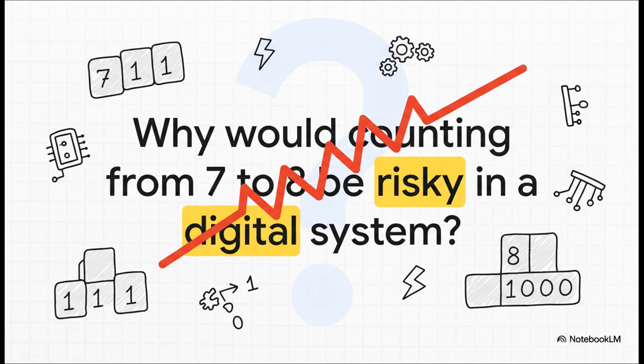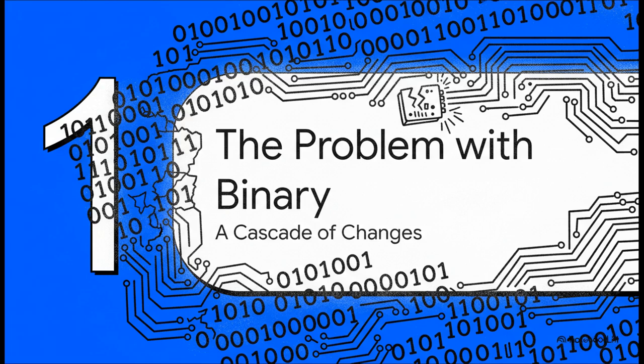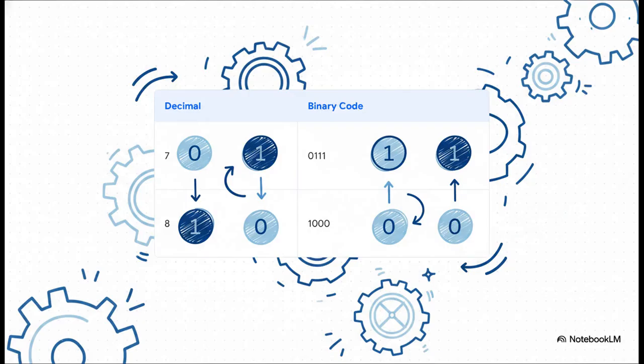So, to get our heads around that risk, we need to talk about the language computers speak, binary code. You know, it's the foundation of everything digital, built from just zeros and ones. But this system we rely on has a hidden weak spot, a little glitch that can cause some pretty big problems. Now have a look at this.